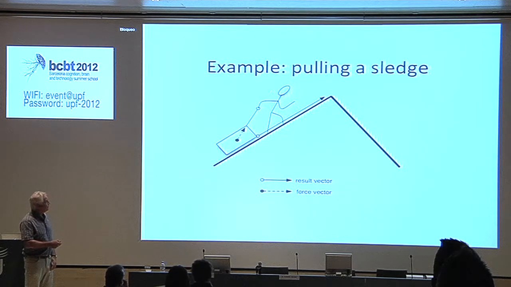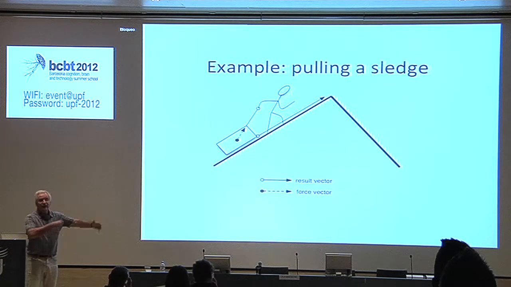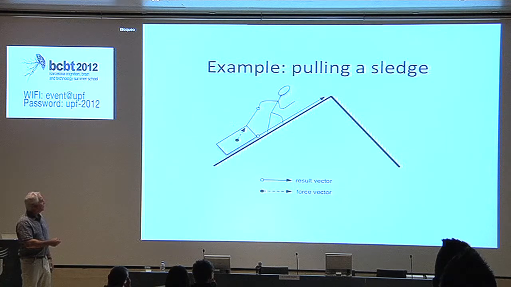Here is an agent. In this case, there is an agent pulling a sledge up a hill. So the force vector is directed like this. He's pulling up here, but the result vector is a movement in this direction. Because of friction and other gravitation, the force vector has a different direction than the result vector.